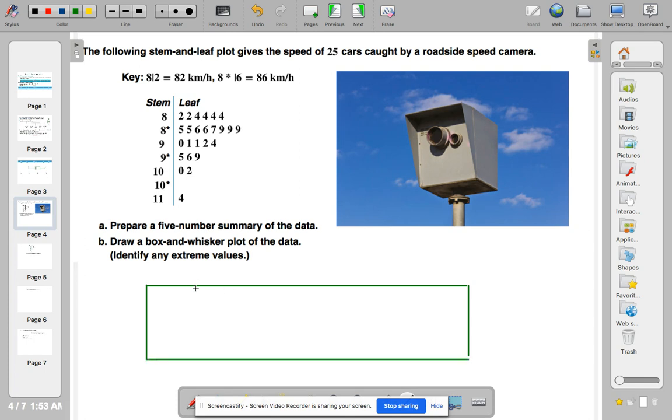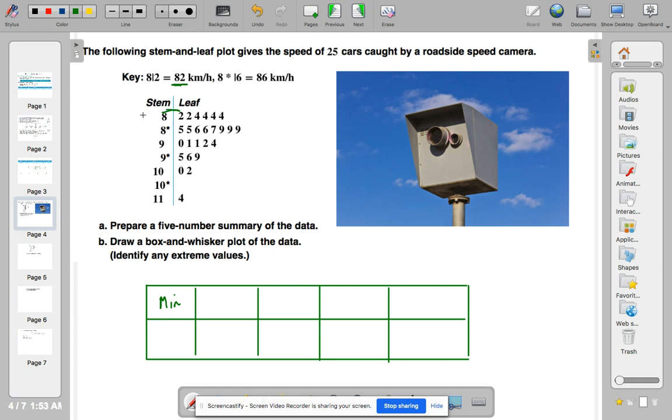There you go, and 2, 3, 4, 5. They're not very even, but we get the idea. All right, we'll start with the minimum. And in this stem and leaf plot, 8 and 2, for example, is 82. So our lowest entry here is 82.